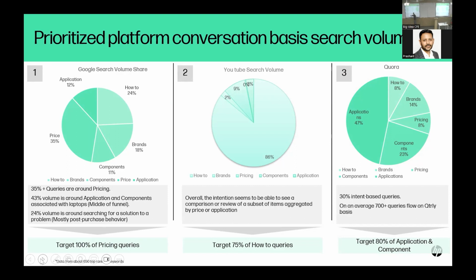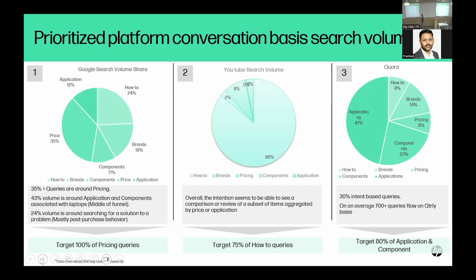35% of these queries, by the way, are around pricing, which shows there's high intent to buy, right? So these are the people in the top half of the chart. I can do reinforcement or activation with them. And 43% of the volume is this application component-led volume. We believe a lot of these people are actually just searching post-purchase, but anyway, still important because you don't know what is really happening.